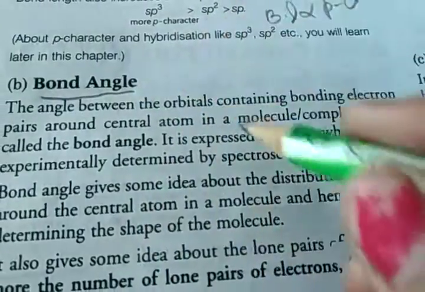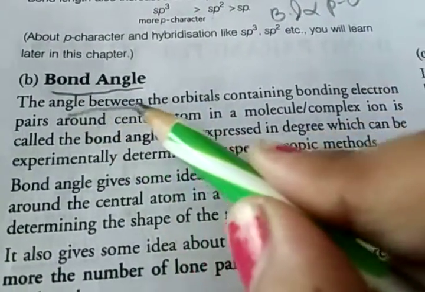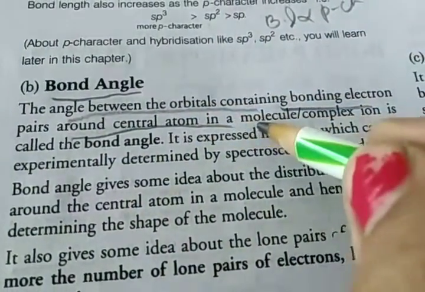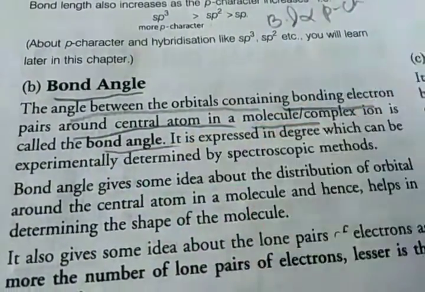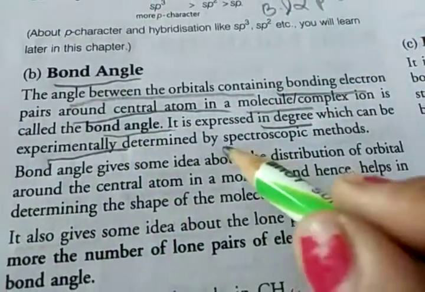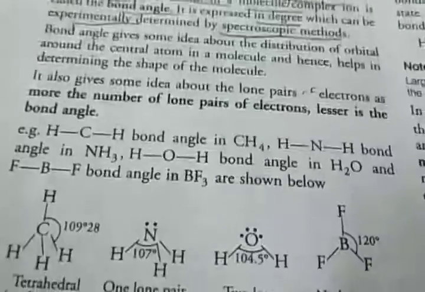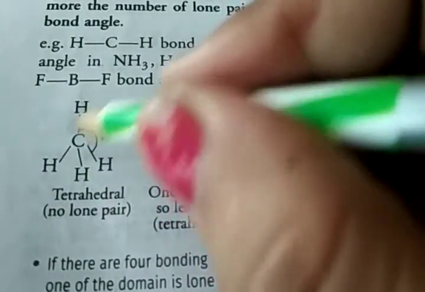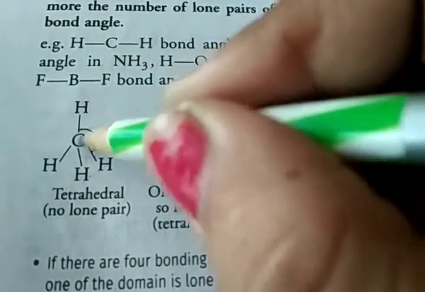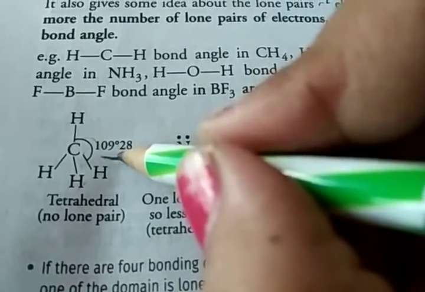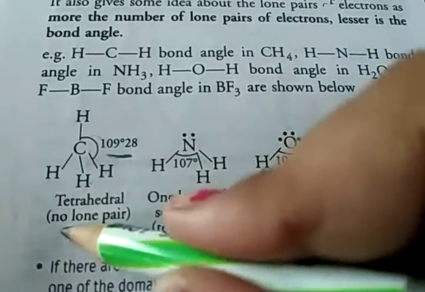The second bond parameter is bond angle. The angle between the orbitals containing bonding electron pairs around the central atom in a molecule is called bond angle. It is expressed in degrees and experimentally determined by the spectroscopic method. Here you see CH4, carbon attached to 4 hydrogens. The HCH angle is 109 degree 28 minutes. It has a tetrahedral structure, no lone pair.